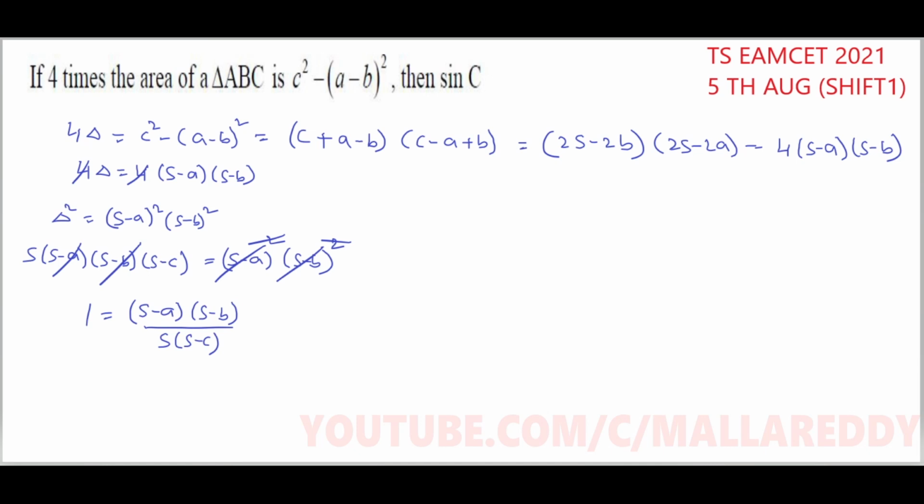So this is tan c by 2. This is tan square c by 2 is equal to 1. From this tan c by 2 is equal to 1. Therefore c by 2 is equal to 45 degrees. C is equal to 90 degrees. Now we find the value of sin c, that is sin 90. Sin 90 value is 1.